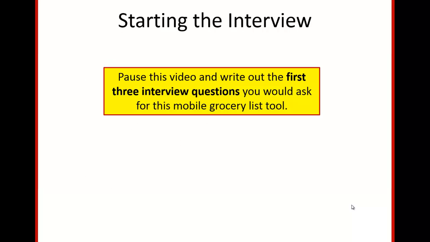So right now we're going to think about how we would start the interview. So we've said some do's and don'ts. We've talked in this video and the last video about starting broad and then getting more specific. So I want you to pause the video and write out the first 3 questions that you would ask for this context that we're using right now, this mobile grocery store list tool. Go ahead and pause and do that now.